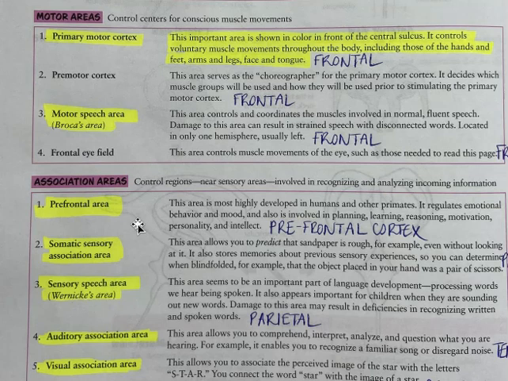The prefrontal area, or cortex, is the area that is most highly developed in humans and other primates. The prefrontal area is involved in the regulation of emotion and behavior and mood. It's also very important in planning, learning, reasoning, motivation, your personality, and your intellect.